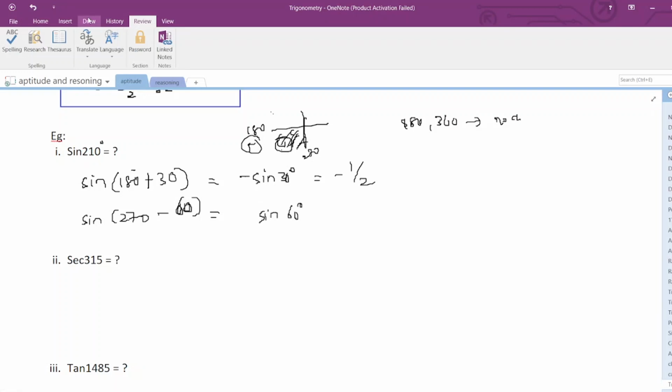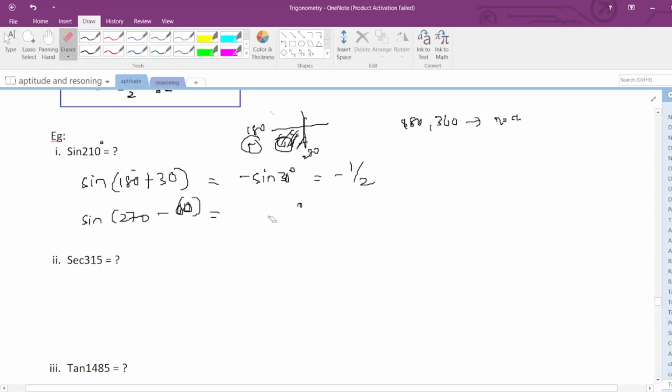Not sin 60, sorry. It's 270. For 90 and 270, it will change. So sin becomes cos, and 60 degrees, and in the third quadrant except tan all the others are negative, so negative. So cos 60 is 1/2, so the answer is minus 1/2. Hope it's clear.